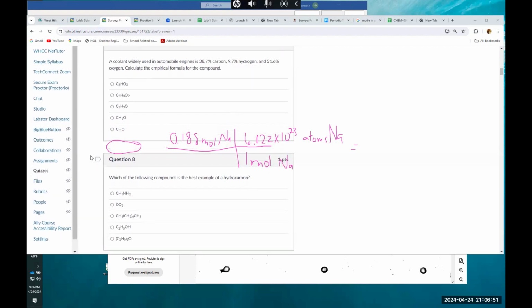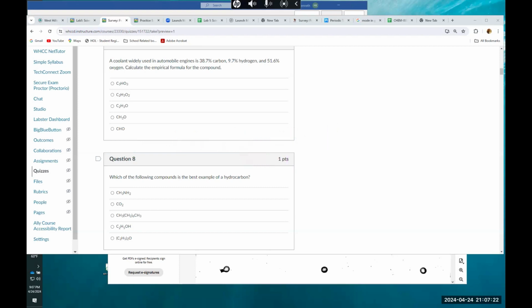Number 7. It says a coolant widely used in automobile engines is 38.7% carbon, 9.7% hydrogen, and 51.6% oxygen. Calculate the empirical formula of the compound. Okay, so what do you guys think we're going to do?